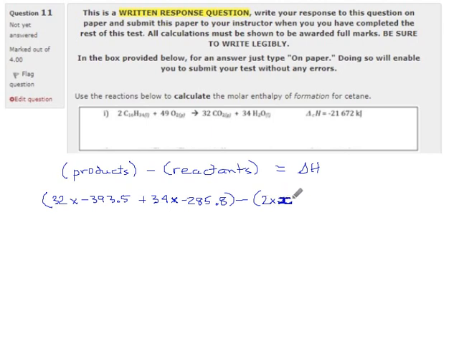So 2 times an unknown X for cetane plus 49 times, what's the heat of formation for oxygen? 0, because oxygen just comes that way. Most of the oxygen in the universe is already O2, so its heat of formation is zilch. You don't have to pay any energy to make O2. That's just how you find it. So this is products minus reactants, and this comes out to our delta H, and somebody already did this, and they're telling us the answer is minus 21,672.